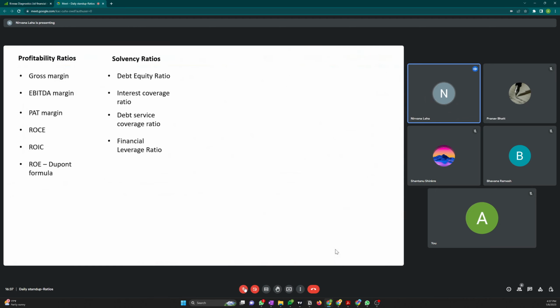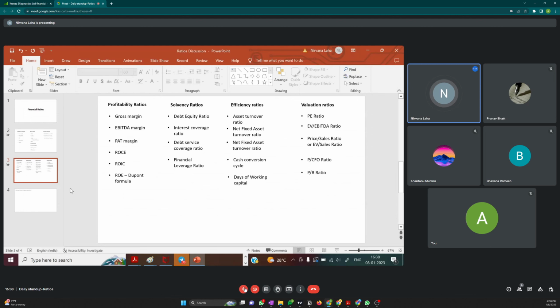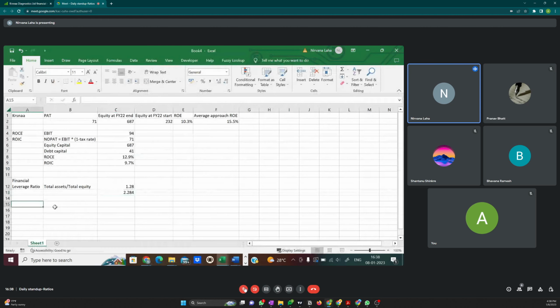It's because of something called DuPont. You can see on the left that ROE can be broken down into a multiple of three different ratios. This formula is called the DuPont formula. Let's write it down. So ROE is nothing but PAT divided by your equity, with the first line the numerator and the second line the denominator.